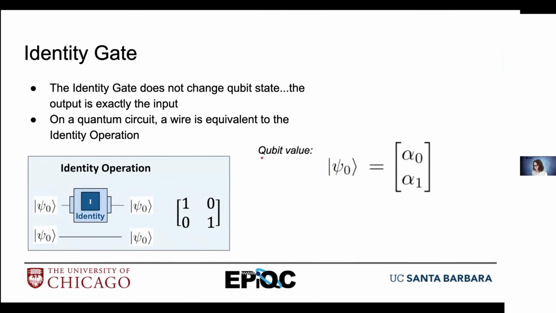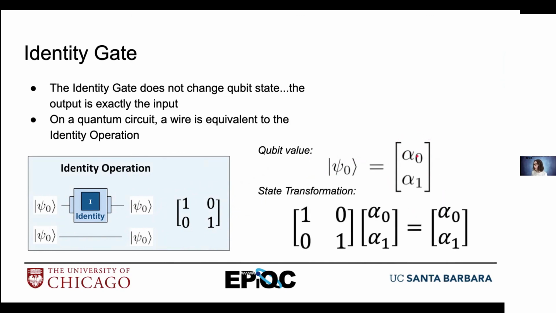Let's see that in action. The qubit value here will have alpha 0, alpha 1 as its vector notation, and we do our matrix vector multiplication to see how a state evolves. When we do our multiplication, we have alpha 0 times 1, alpha 1 times 0 to get our first element. Well, that's just alpha 0. Then alpha 0 times 0, alpha 1 times 1, alpha 1. So we can see that our state transformation result is an output equivalent to our original input.